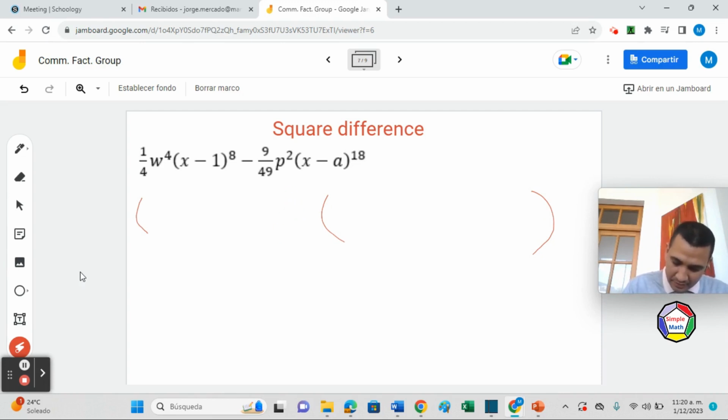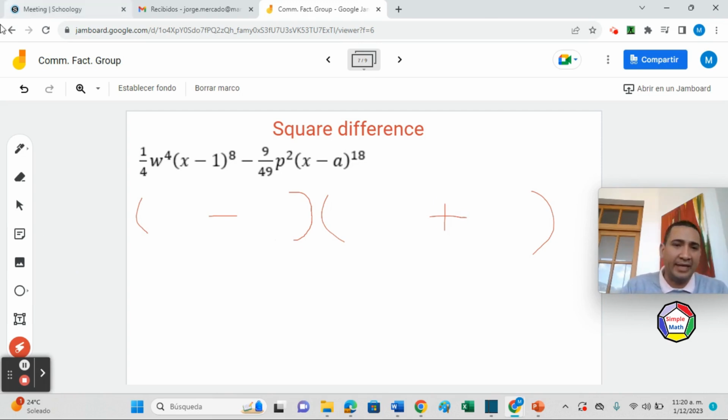Okay, we have two parentheses, right? Remember, in the first parenthesis, we can write plus or minus. So in this case, I will write minus. And in the second one, I will write plus. Yes, that's the first step.